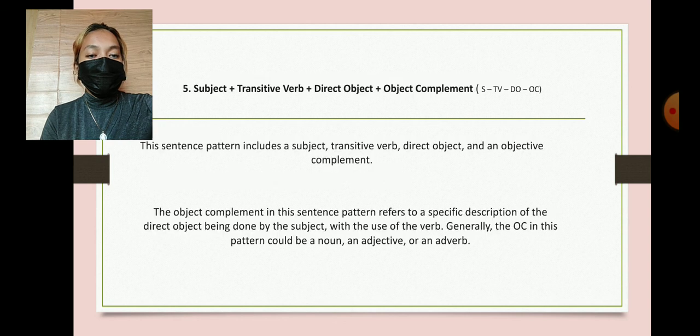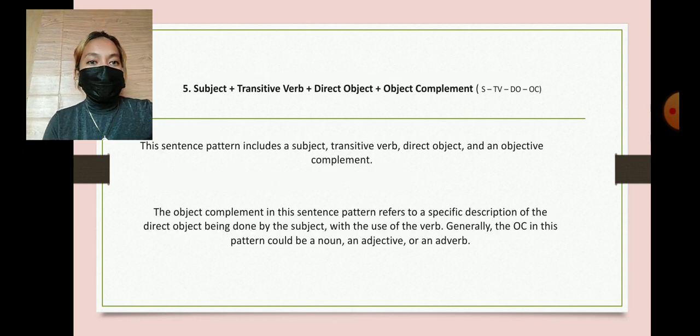So we have here the fifth and the last sentence pattern. Subject plus transitive verb plus direct object plus object complement. This sentence pattern includes the subject, transitive verb, direct object, and an object complement. The object complement in this sentence pattern refers to a specific description of the direct object being done by the subject. With the use of the verb, generally the OC or the object complement in this pattern could be a noun, an adjective, or an adverb.